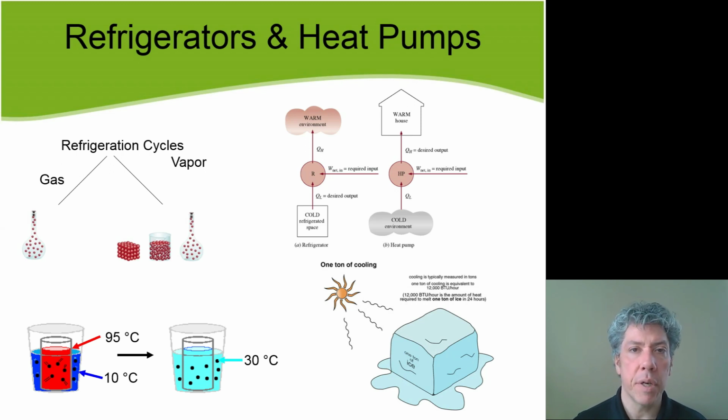So these refrigerator and heat pump systems drive the behavior in the opposite direction. It requires work to do that. So the natural order is, of course, for things to go to equilibrium. So you see the 95 and 10 degree substances coming to thermal equilibrium at 30 degrees. What if you wanted to go the other way? Well, that's where you need a refrigerator or a heat pump.